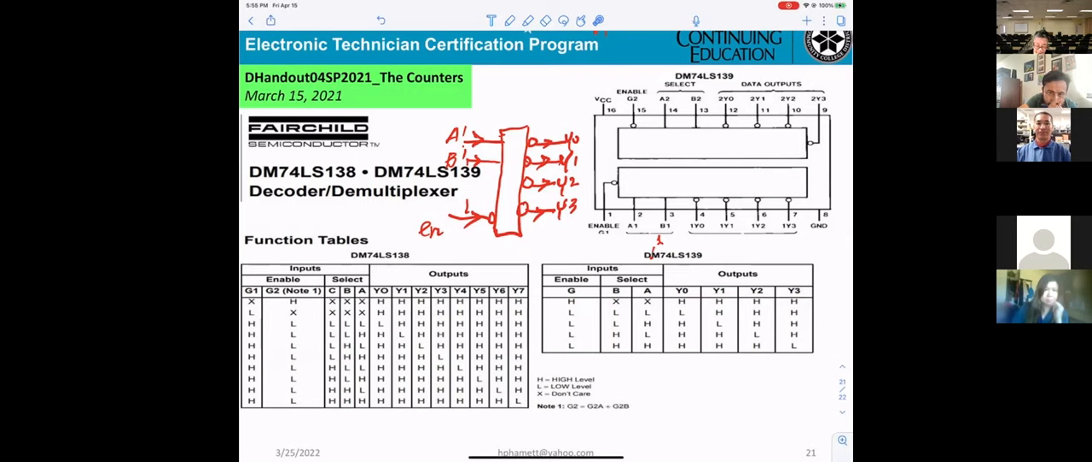Now, if the enable is 0, what happens to the output? Y0 is low and the rest are high. Perfect. If you're looking here, this will be enabled low. So if you get A1, B1 at 0, Y0 is low and the rest will be high. Only one output is low at a time.